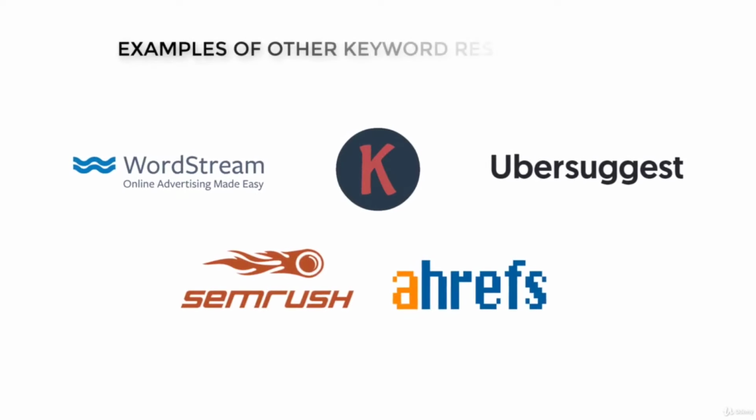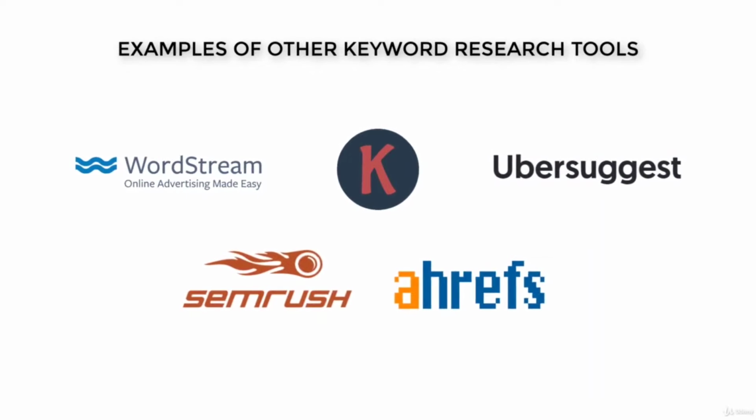Other free and paid tools you can use for keyword research are WordStream, Ubersuggest, Ahrefs, SEMrush, Keywords Everywhere. They all work very similarly. You just provide keywords and country language you are interested in, and they return keyword ideas with some metrics like keyword difficulty and monthly searches.